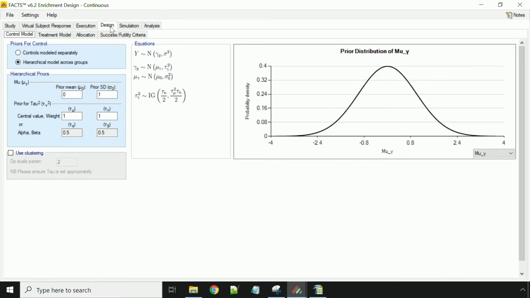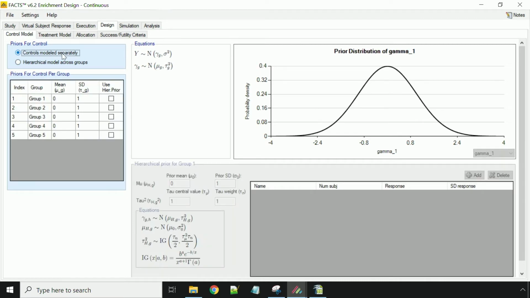Now we're going to enter the details of the design, how we're going to analyze this. At this point, it's just how we're going to analyze the trial. So we specify 2 models, one how we're going to analyze the control arms, and then how we're going to analyze the treatment arms. Now we're not going to do anything particularly fancy in this example. We're simply going to model each control separately.